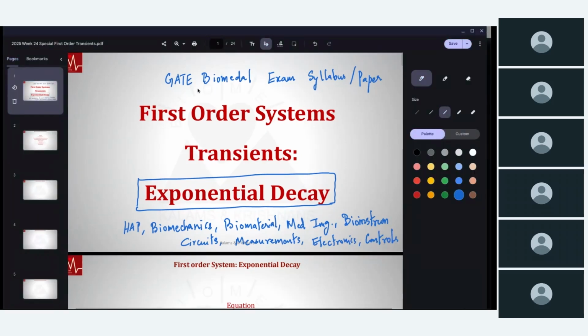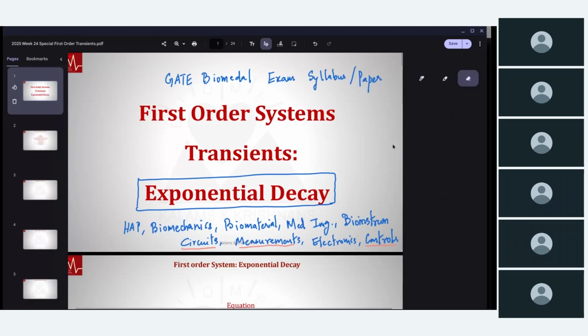Having said this, we are going to look at this from a biomedical exam perspective. Does that mean it is not useful for non-biomedical students, instrumentation, electronic students and all that? No. I already pointed out certain topics here: circuits, electronics, controls, measurements. So the same ideas also show up in many other engineering topics.